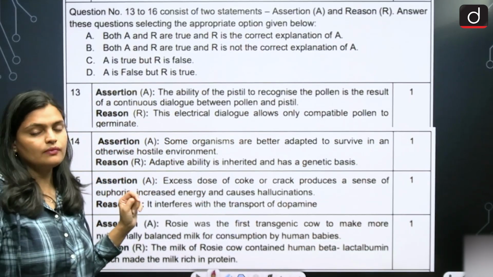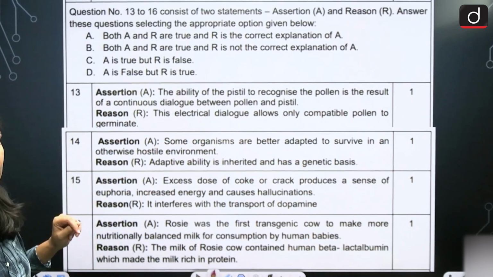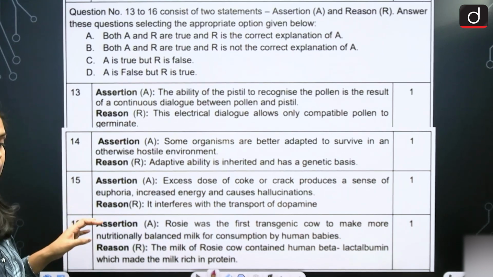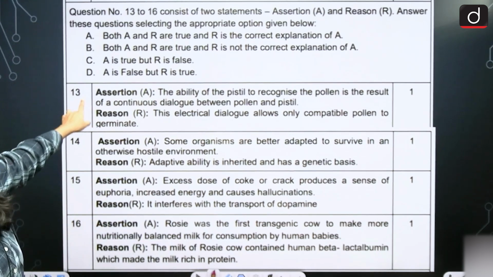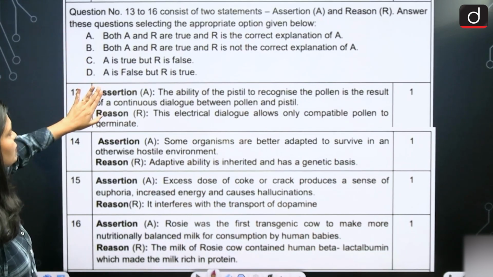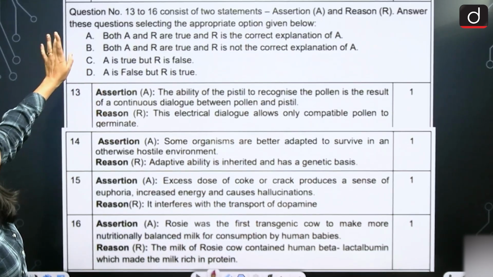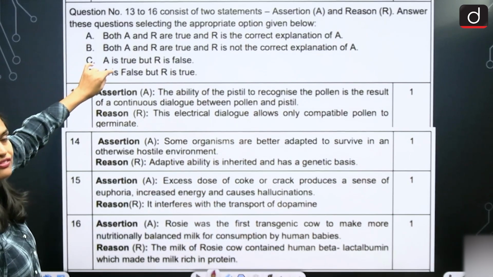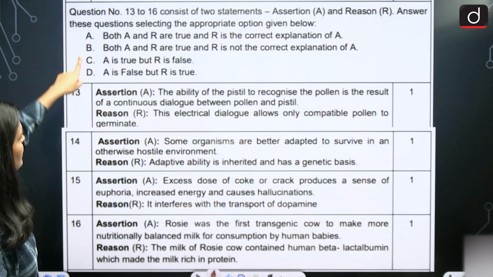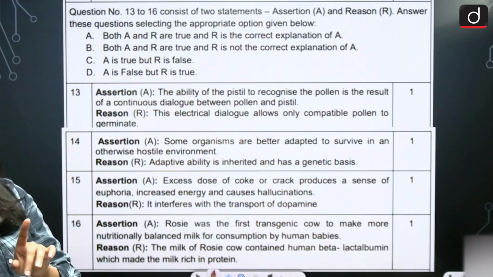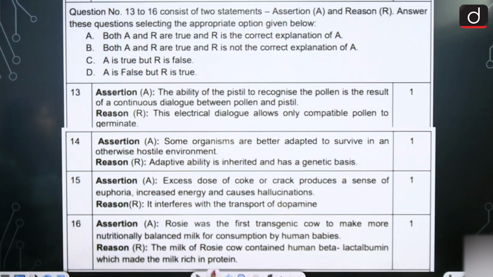Theek hai? So now in your board exam, again, how you have to write down in the copy. So simply 13, whatever will be the option A, B, C, D, these are the options. Suppose for the first question, option B is the correct one. So how you have to write? 13, answer B, and both A and R true, like this. Usi tarah aapko poora likhna hai. Theek hai? Now let us go with the question.